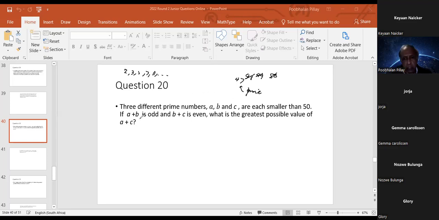Now, if A plus B is odd and B plus C is even, what is the greatest possible value for A plus C? Right, now we are in the danger zone, 20 to 25. So you have to use a lot of logic here. Now listen very carefully. When you add A and B, the answer is odd. Now, when you add 2 numbers and the answer is odd, you can make a conclusion about the numbers.